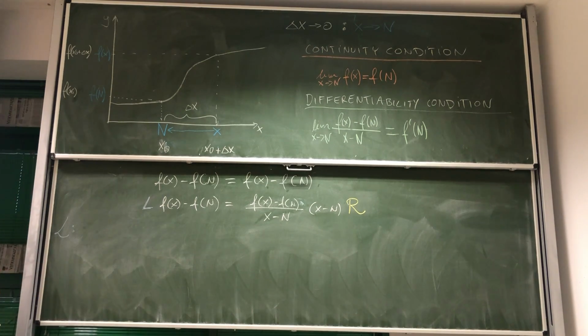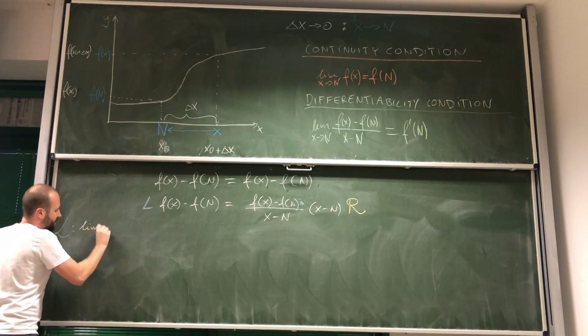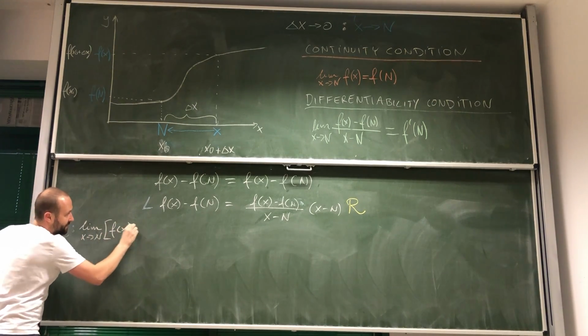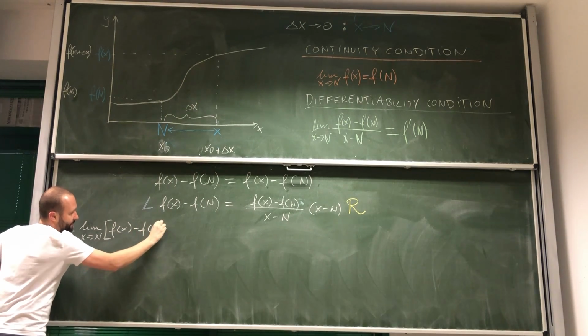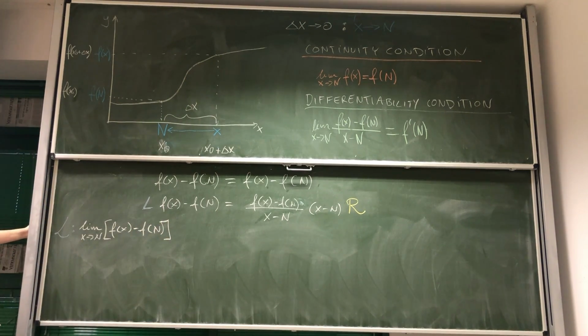And what I'm going to do in the left side is I'm going to take a limit with x approaching n out of this f of x minus f of n. Now, can we do something with it? Well, I think we can. Why?